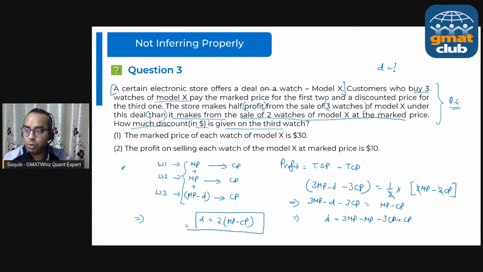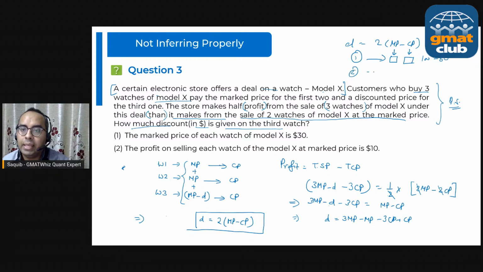Whenever, before going to the individual statements, you should write down somewhere that to get D, there are two ways. One way is if I know the individual values of MP and CP. If somebody tells me MP is $100, CP is $50, I can subtract and get the answer. The other way is if somebody tells me the actual value of MP minus CP, which is the profit on one watch. Then I can get my answer.